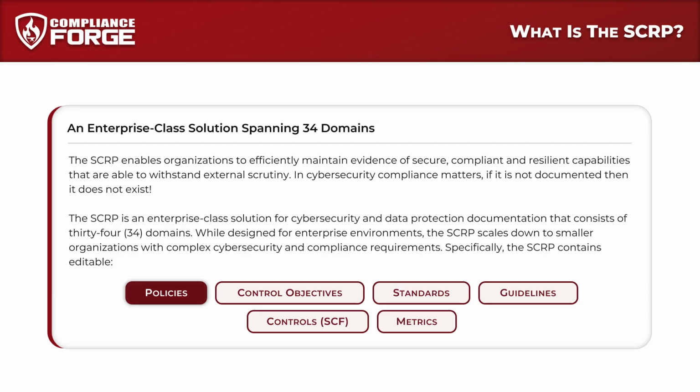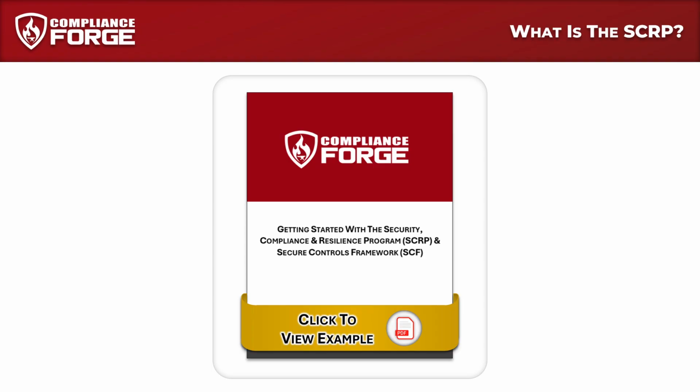Specifically, the SCRP contains editable policies, control objectives, standards, guidelines, controls from the SCF, and metrics. Nested within these 34 policies are the control objectives, standards, guidelines, metrics, and more that enable an organization to govern its cybersecurity and data privacy program.